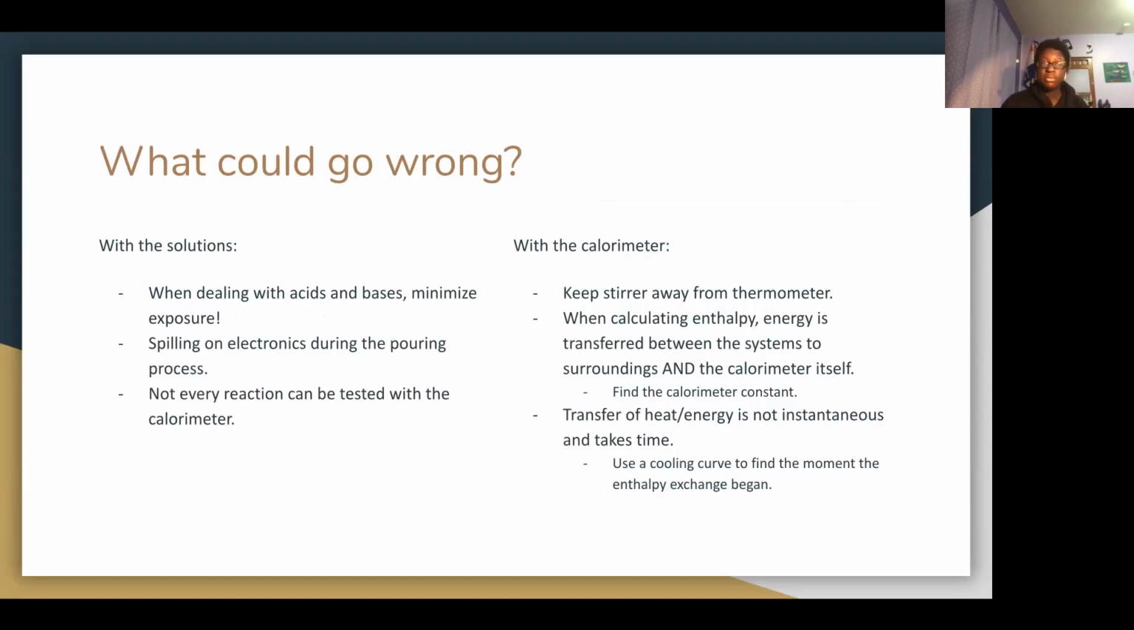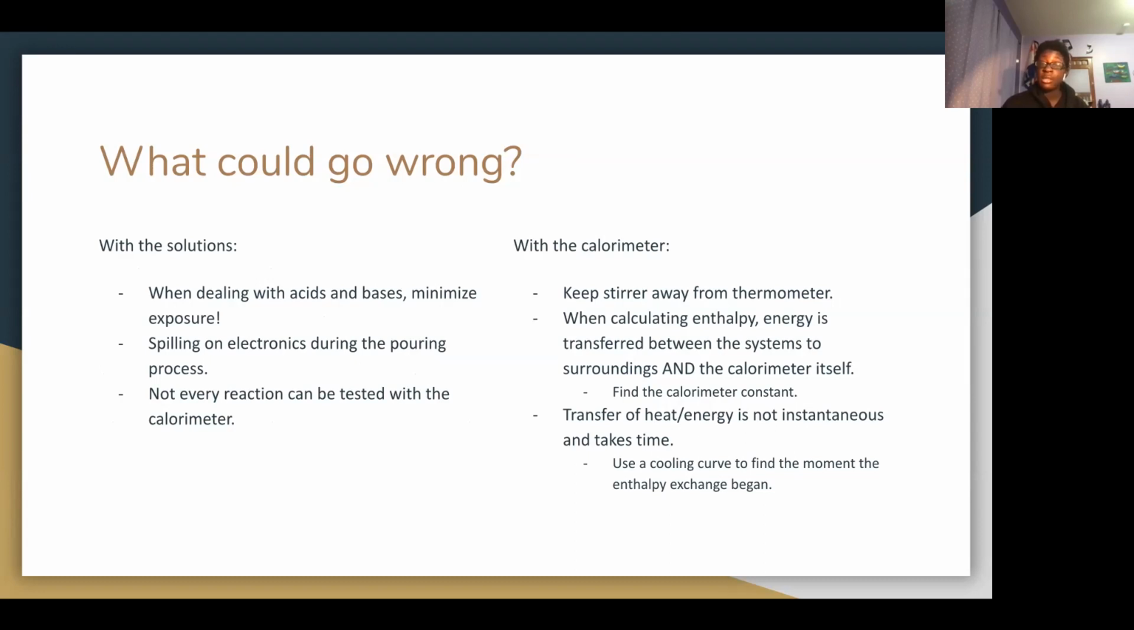But there are some problems with calorimeters. The first thing is just basic lab safety. When you're dealing with acids and bases and doing a neutralization reaction in the calorimeter, you have to be careful to minimize exposure. That means wearing gloves, long sleeves, long pants, closed-toe shoes, your lab coat, and of course, goggles. You could also accidentally spill your solutions on electronics, which can be very bad.